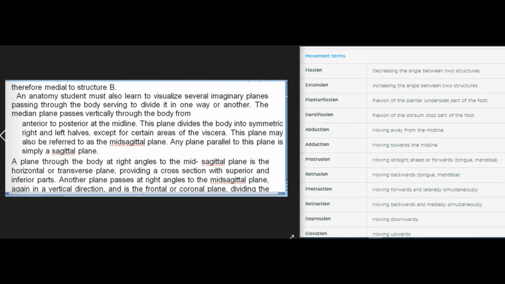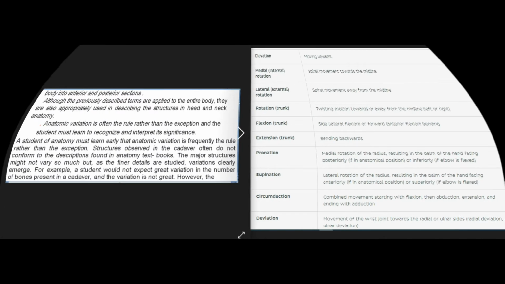This plane may also be referred to as the mid-sagittal plane. Any plane parallel to this plane is simply a sagittal plane. A plane through the body at right angles to the mid-sagittal plane is the horizontal or transverse plane, providing a cross-section with superior and inferior parts. Another plane passes at right angles to the mid-sagittal plane, again in a vertical direction, and is the frontal or coronal plane, dividing the body into anterior and posterior sections.